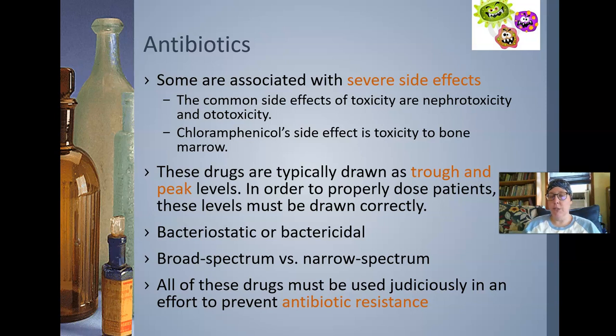Some antibiotics are broad spectrum, which means they have a range of activity against a wide array of bacteria, gram-positives, gram-negatives, and stuff like that. Some are narrow spectrum, but sometimes are required. You just have to know what specific bacteria you have. So narrow spectrum means it's usually one typical type of bacteria that it is active against. Again, all of these drugs have to be used judiciously also in an effort to prevent antibiotic resistance, and that's a whole other topic.